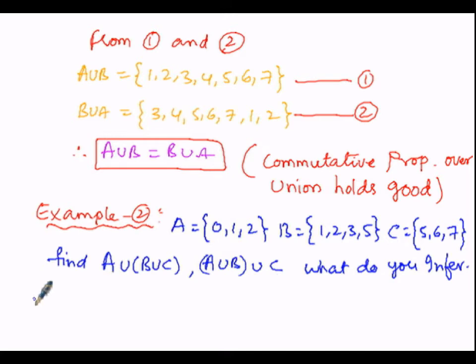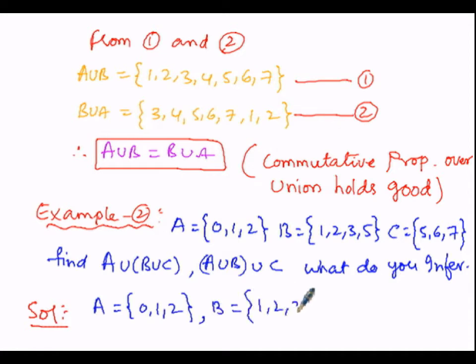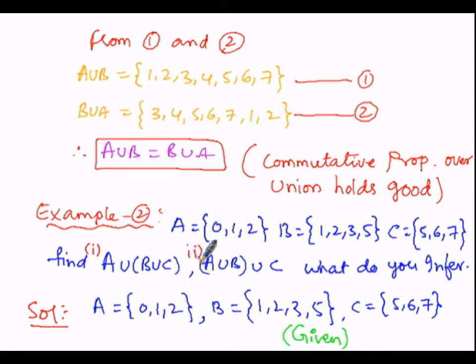So first of all, here the solution starts now. In our solution, set A is 0, 1, 2 and set B elements are 1, 2, 3, 5 and set C elements are 5, 6, 7. So these all are given for us. So here let us find out the first one, that is A union of B union C. Then later we will go for A union B of union C.